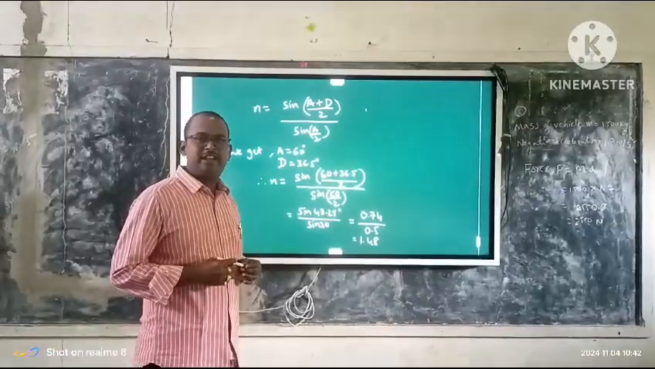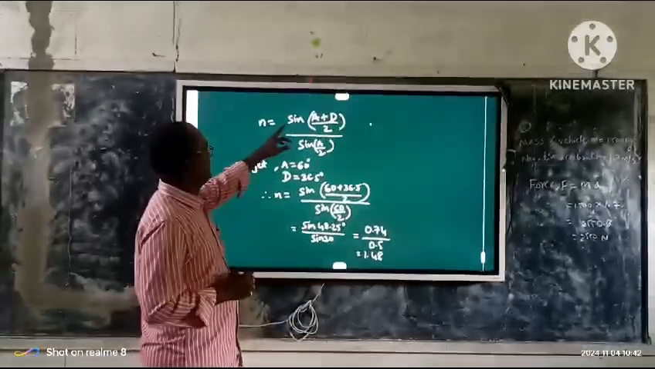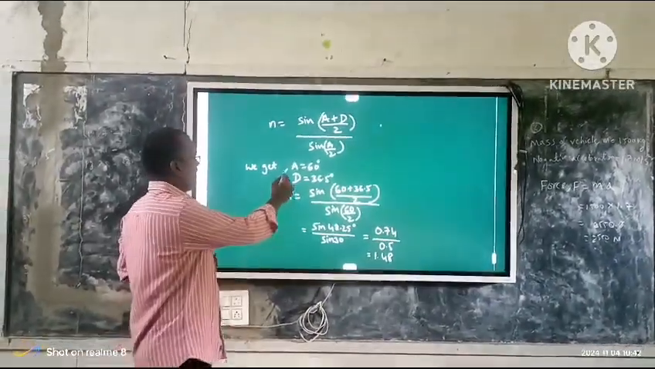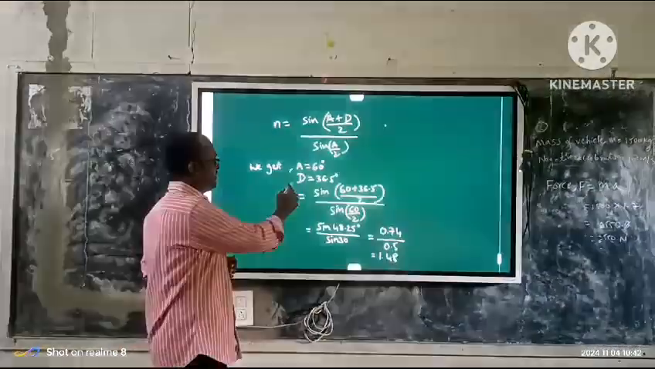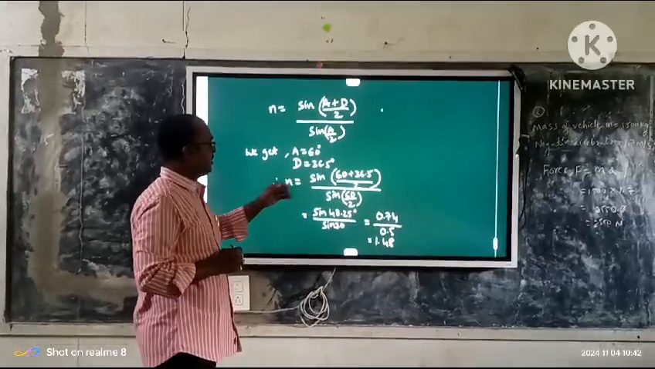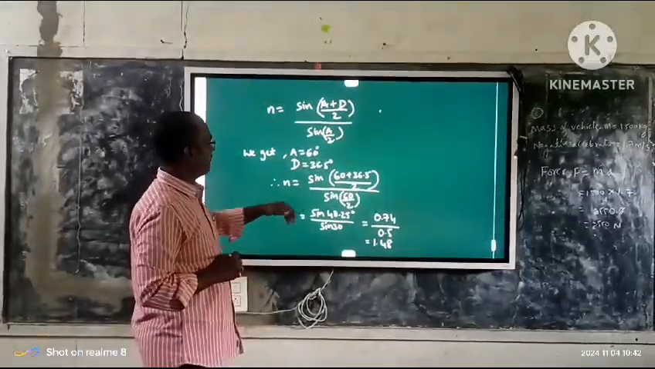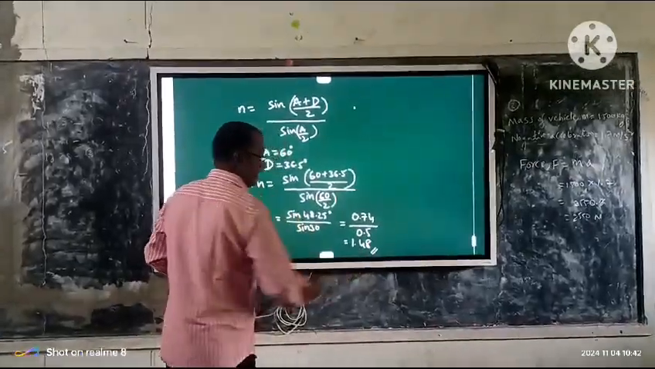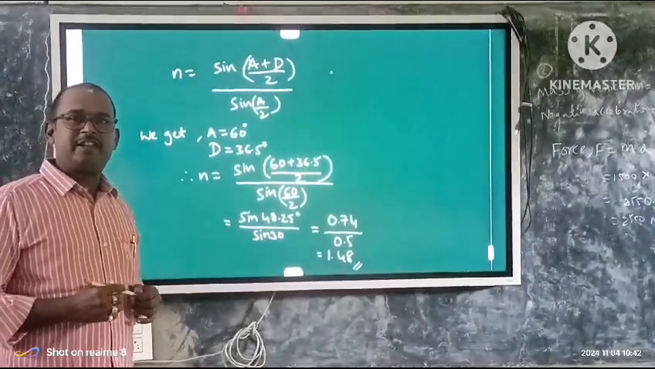We find the refractive index of the prism by using this formula. n is equal to sin((A plus D) by 2) by sin(A by 2). In this, A is the angle of prism, that is 60 degrees, and D is the angle of minimum deviation, 6.5 degrees. Now substitute these two values in the formula. Finally, we get 1.48 as the refractive index of the prism. In this way, we find the refractive index of a prism.